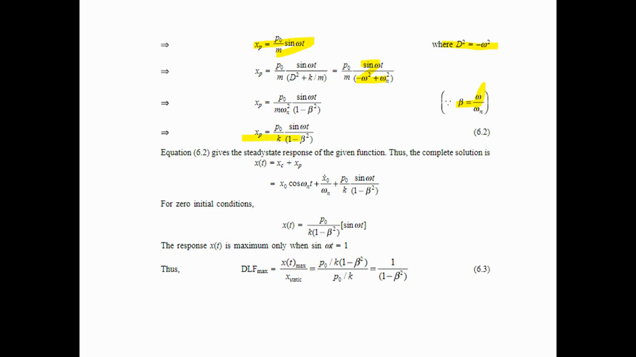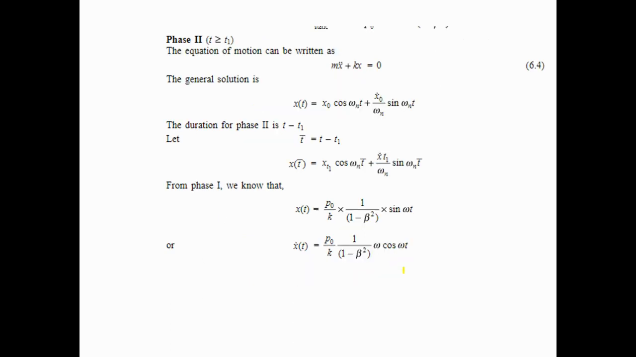Then the steady state response x t is the sum of the complementary and particular solutions. The response x naught is equal to sin omega t. Then again, DLF is equal to the maximum response x naught by the static response. Now phase 2, where t is greater than t1.